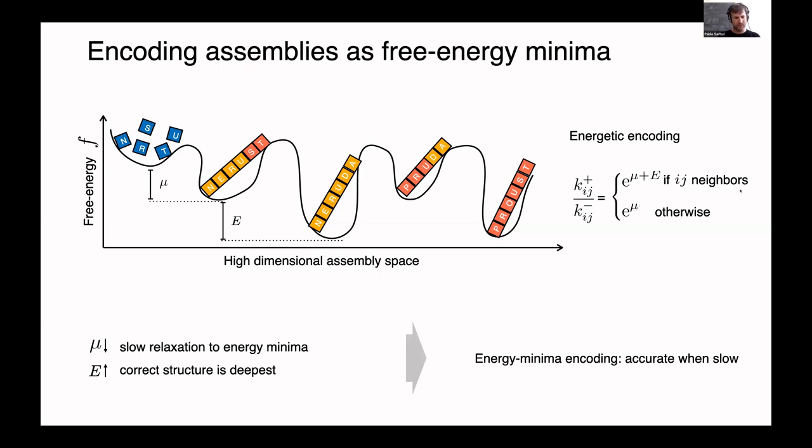Okay, so if you do this, what you should expect is that for low values of the chemical potential, there will be a slow relaxation towards the energy minima. And for large values of the discrimination energy, the energy minima with the correct structures will be very deep. And so this will result in energy minima encoding, right? Which will be accurate when the assembly process is very slow.